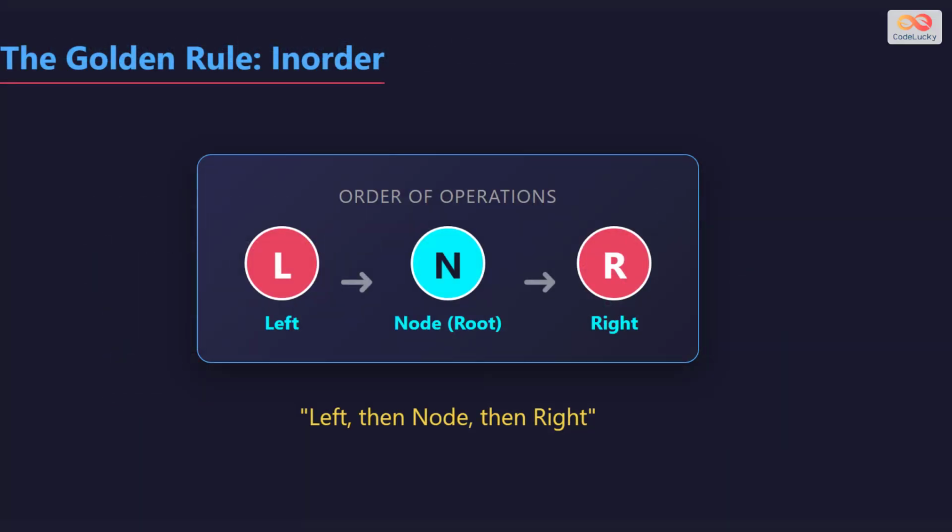So what exactly is Inorder Traversal? It is a specific way of visiting every node in the tree. The rule is strictly defined. First, you traverse the left subtree. Second, you visit the node or root itself. And finally, you traverse the right subtree. A good way to remember this is the acronym LNR: left, node, right.